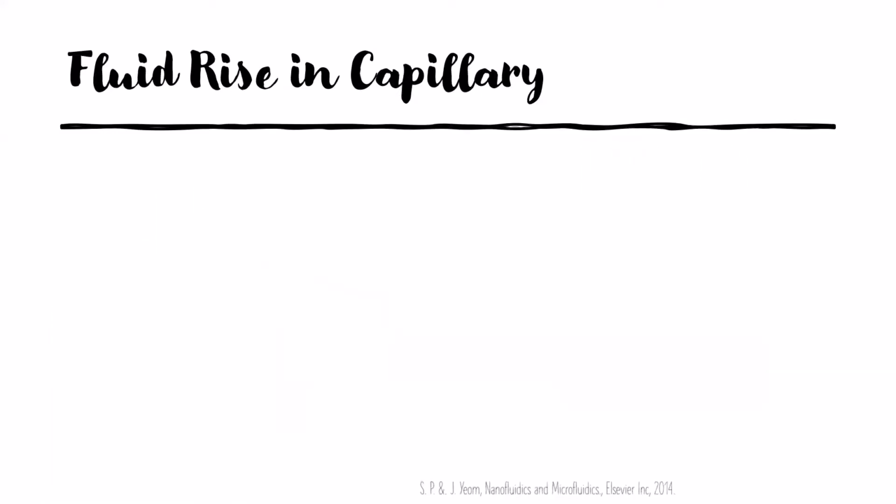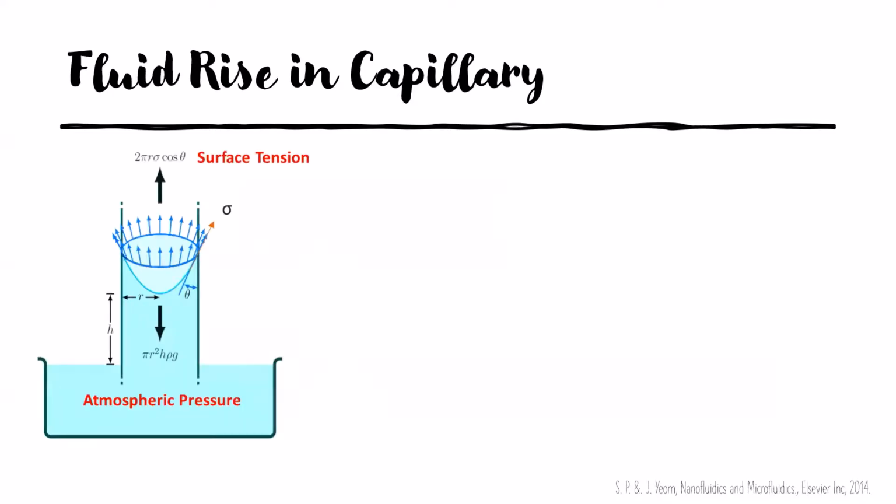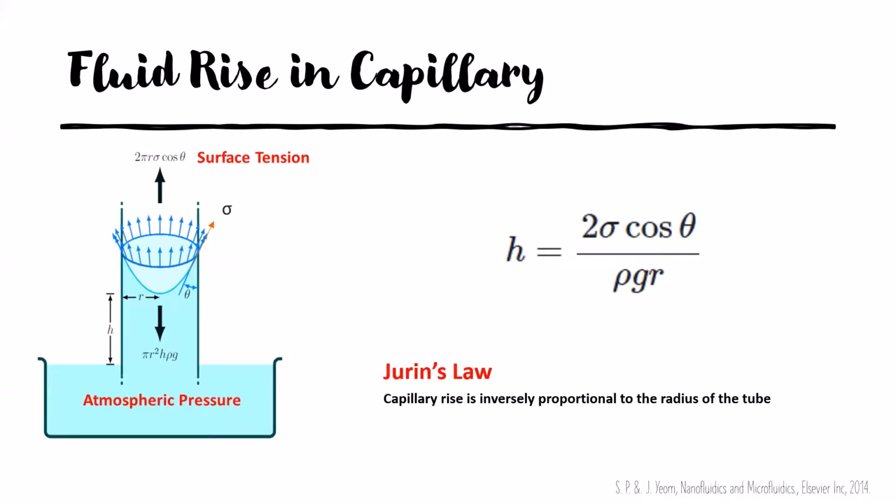The forces acting on the fluid interface are due to atmospheric pressure and surface tension. The expression for capillary rise can be derived by balancing the weight of the liquid, pi r square h rho g, and the upward force due to surface tension, 2 pi r sigma cos theta. The capillary rise is given by this expression called Jurin's law, and it shows that capillary rise is inversely proportional to the radius of the tube.